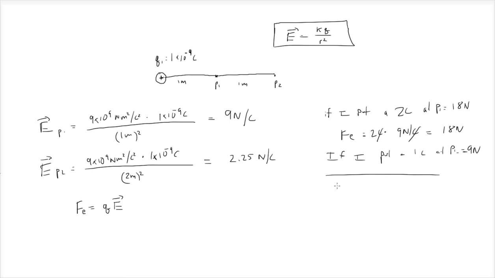But let's say we did the same thing at P2. If I put a 2 coulomb charge at P2, I would get a 4.5 newton force. If I put a 1 coulomb charge there, I would get a 2.25 newton force. And so you see that the electric field tells us, for a given charge, will it be strong or weak? But it doesn't tell us exactly what the force is.